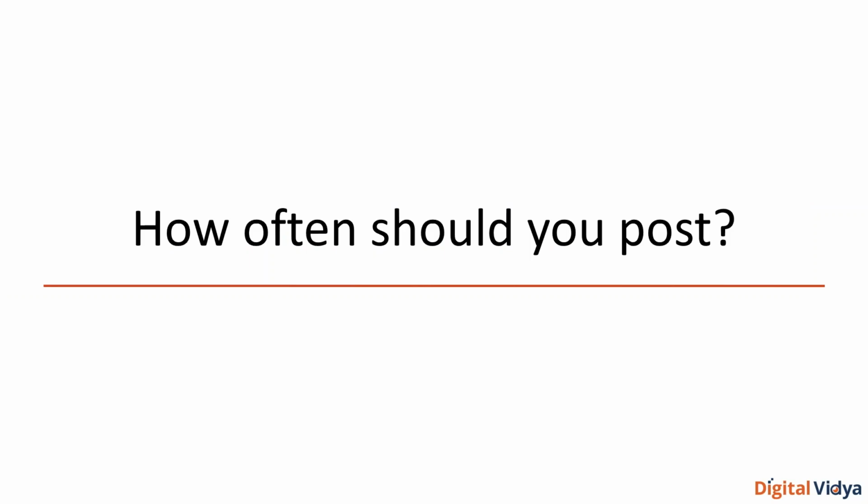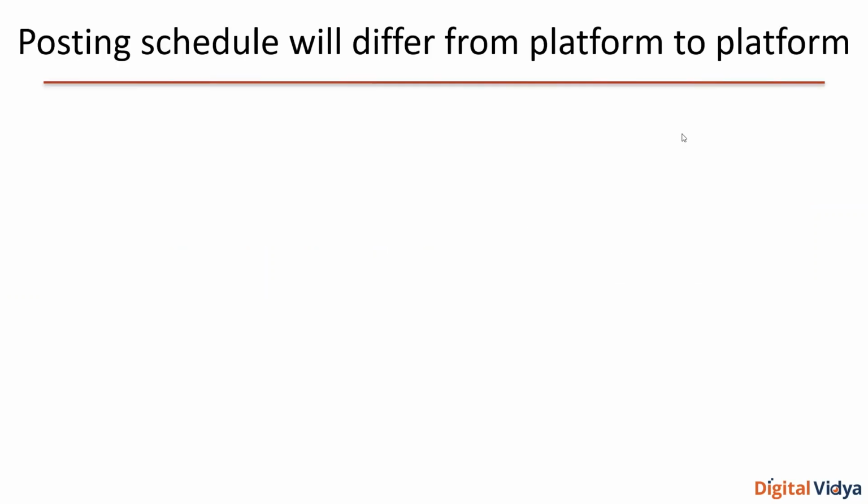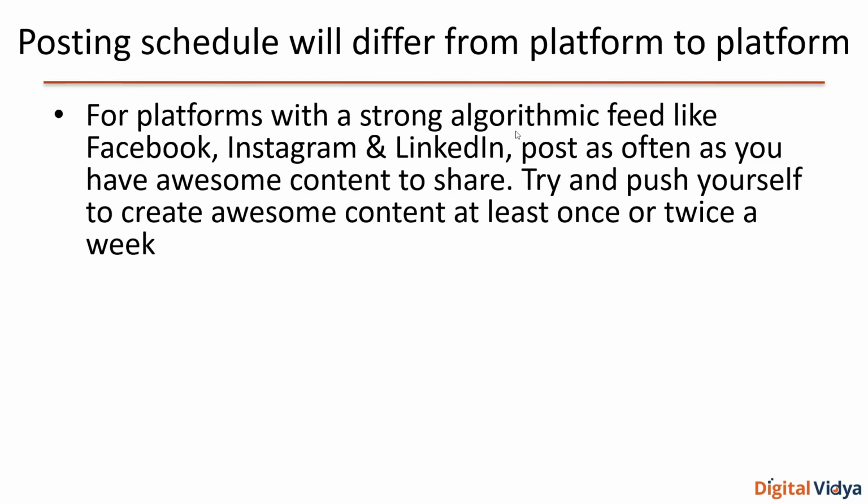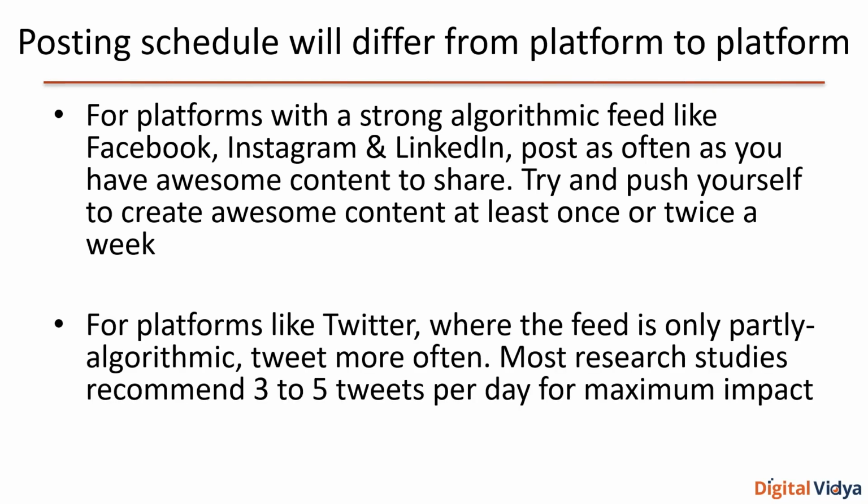You then determine how often you should post. This is a question I've answered multiple times over the last 5 weeks. Like I said, the posting schedule will differ from platform to platform. On platforms with a strong algorithmic feed, like Facebook, Instagram, and LinkedIn, you would only post when you have high quality content, because on these platforms, quality beats quantity any day. If you overpost and post random stuff, the algorithm will penalize you. So focus on quality, and post awesome content at least once or twice a week.